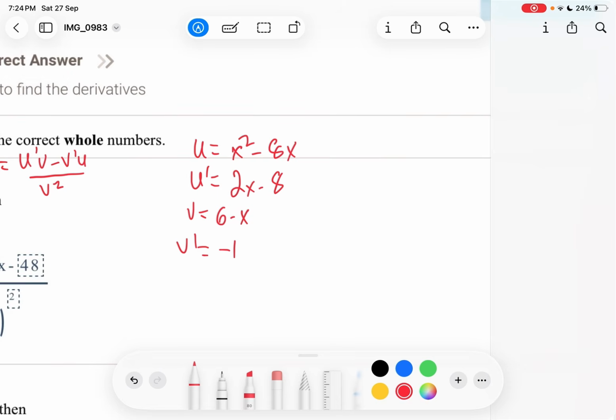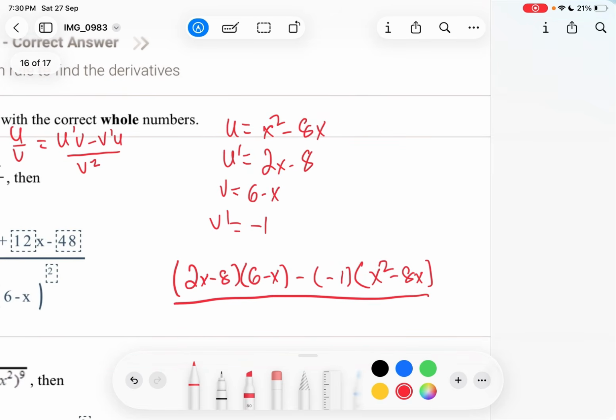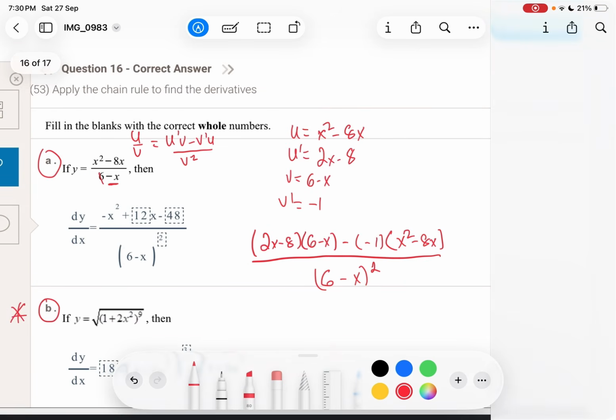But then you will replace it in the formula. You put in the formula, so it would be u prime, which is 2x minus 8, times v, which is 6 minus x, times v prime, which is 1, my bad, minus 1, times u, which is x squared minus 8x, over v squared, 6 minus x to the power of 2. Sorry.